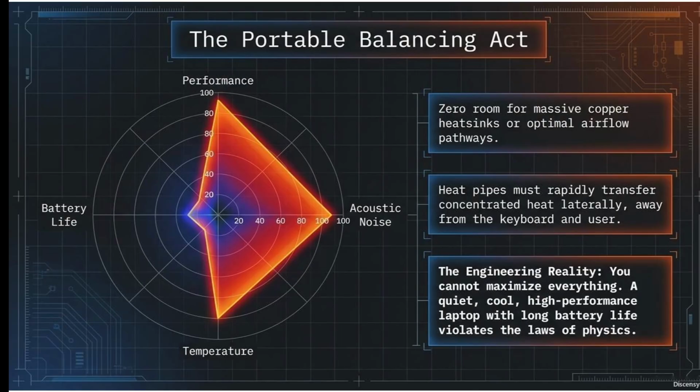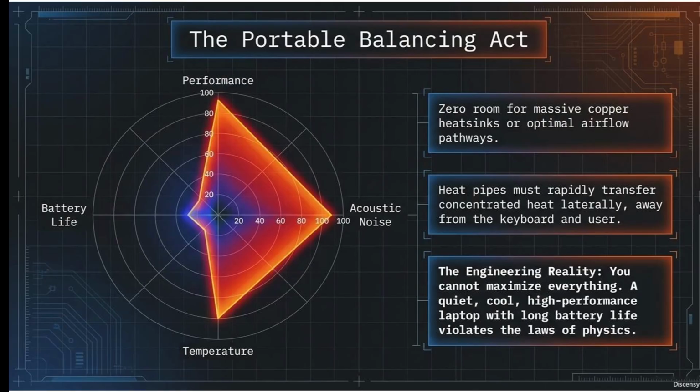The next point: heat pipes must rapidly transfer concentrated heat laterally away from the keyboard and the user. As you know, when it comes to a laptop, we are going to have the ducts below the laptop and on the sides so that the heat doesn't reach us, not towards us. The engineering reality: you cannot maximize everything.